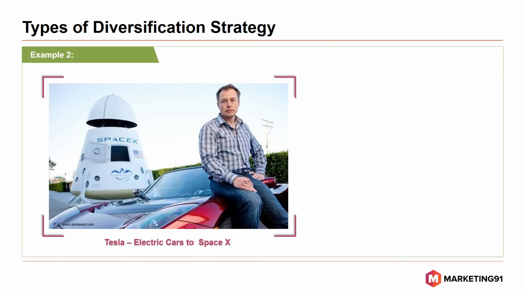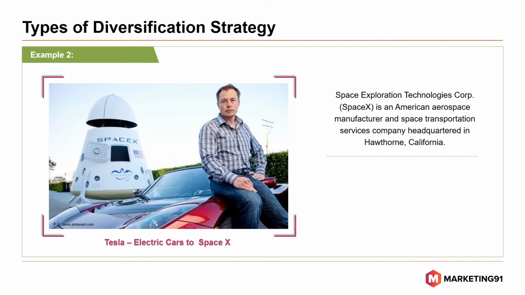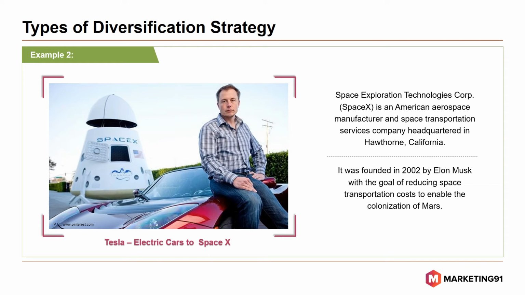The other example is Tesla's move from electric cars to SpaceX. Space Exploration Technologies Corporation, that is SpaceX, is an American aerospace manufacturer and space transportation services company headquartered in California. It was founded in 2002 by Elon Musk with the goal of reducing space transportation costs to enable the colonization of Mars. SpaceX has developed several launch vehicles as well as the Dragon cargo spacecraft and the Starlink satellite constellation, providing internet access, and has flown humans to the International Space Station on the SpaceX Dragon 2.